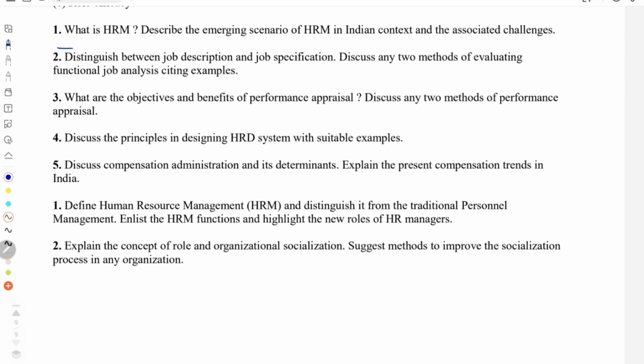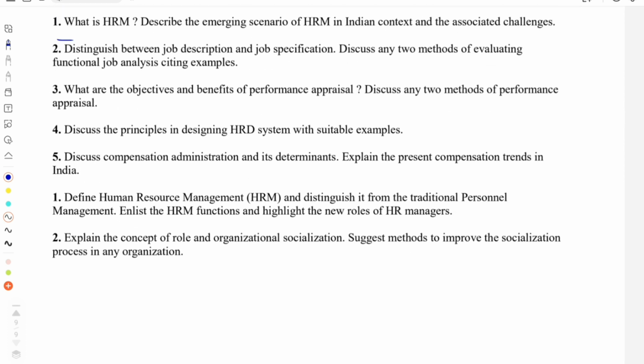Some of the factors that affect this employee compensation, that is the determinants of compensation administration, include the demand and supply of labor, the capacity to pay, right, cost of living, productivity, trade unions, wage law, wage rate, all these things we have already discussed them. Okay, again it is asking us to define HRM, distinguish it from traditional personnel management, the functions, highlighting the new roles, we've already discussed it. Explain the concept of role and organizational socialization, suggesting methods to improve socialization, we have already discussed that as well.